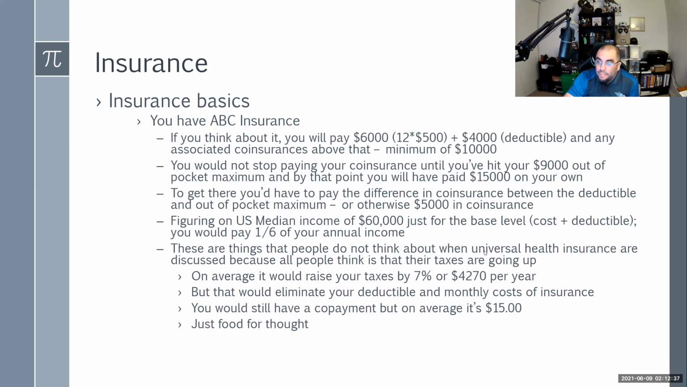These are the things that people do not think about when we talk about universal healthcare. And this is not me preaching about it. Please, I will preach later. This is not me preaching about universal healthcare right now, because most people think your tax rate's going up. On average, if we go to universal healthcare, it will raise your tax rates by 7%, or about $4,270 per year. But that would eliminate your deductible and your monthly cost of insurance. You'd still have a copayment, but on average right now, Medicare copayments are about $15. Just some food for thought there. And again, I will hit this more when we talk insurances and stuff like that.